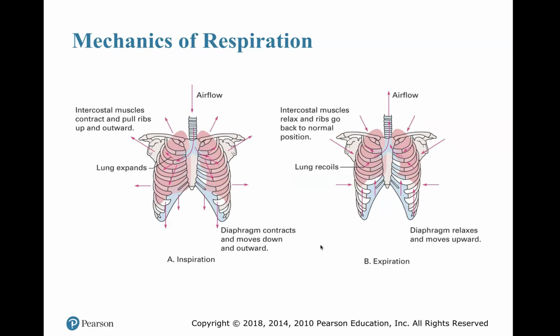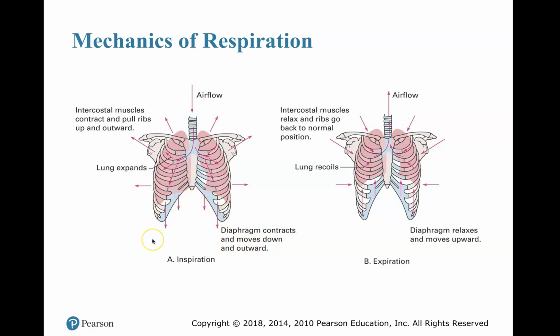On the left, you see airflow going into the trachea, which causes that space in our thoracic cavity to grow. More space is taken up. And as you can see, the intercostal muscles contract and pull the ribs outward and upward. As the lungs expand, you can see all the arrows showing which way it goes. The diaphragm contracts and moves down and outward.